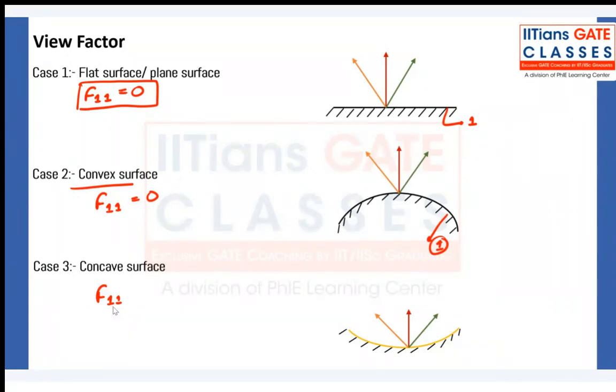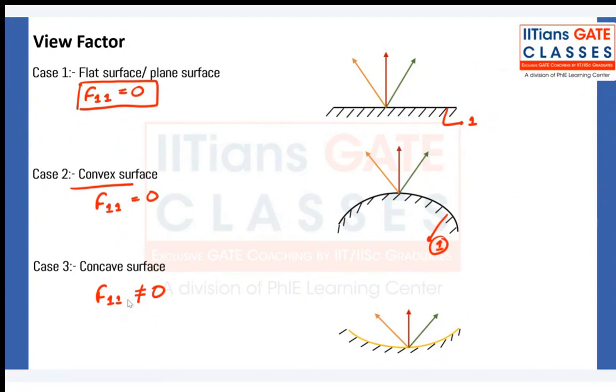0 to 1. Yes, it is non-zero. Its value can lie between 0 and 1. It will not be 1, of course, because it is open. But it will be greater than 0. Of course, it will be greater than 0. It is not equal to 0. Yes, it is non-zero.